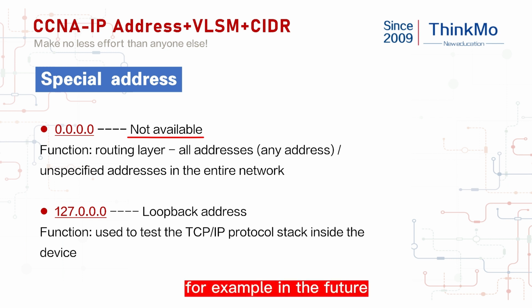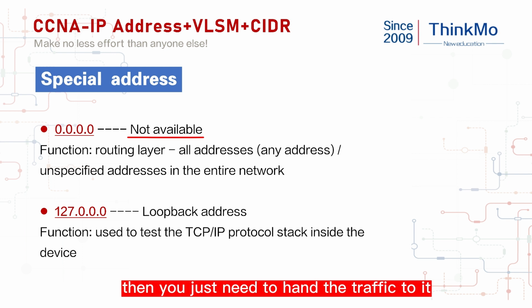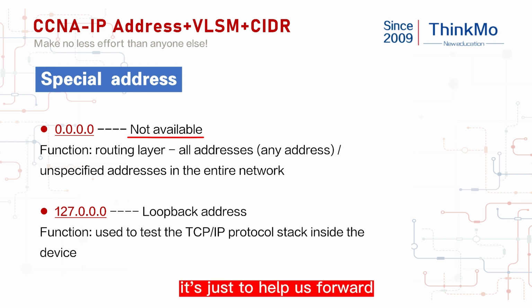For example, in the future, when you are going to access the internet and visit various websites, every URL you visit has a different destination. Any business we visit is actually an internet business, the operator's business. As long as you are online, it is the operator's network. You just need to hand the traffic to it, and it helps us forward.